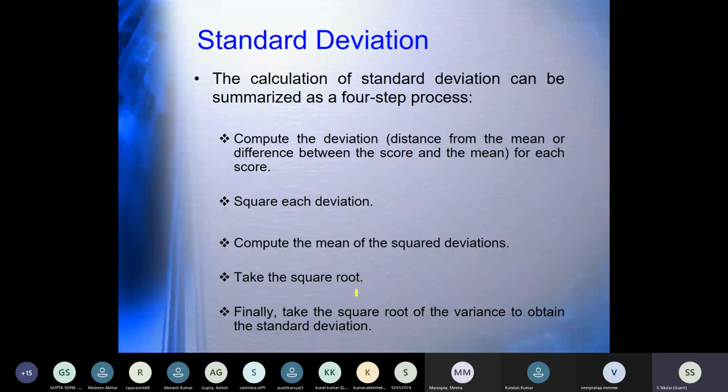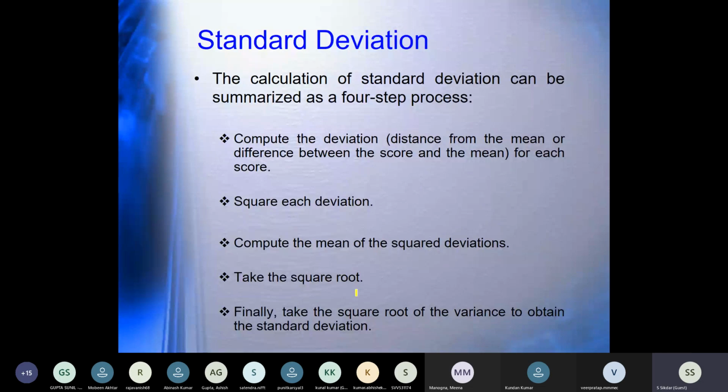Now, again, I move to the next slide. Another slide. So here are the steps. I hope you have all gone through this one. How to calculate standard deviation. Here you calculate the deviation. So what you do is that basically you have to have a table.